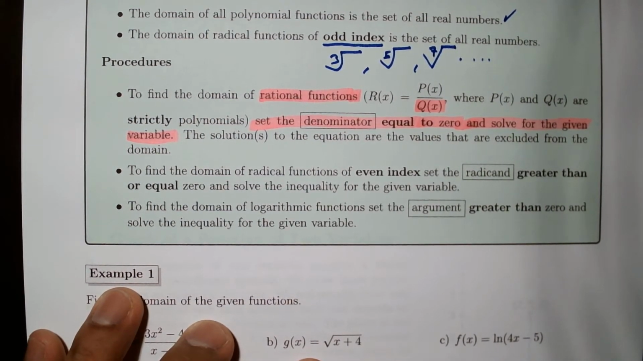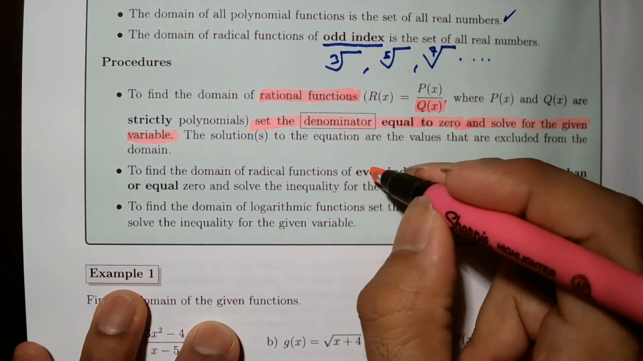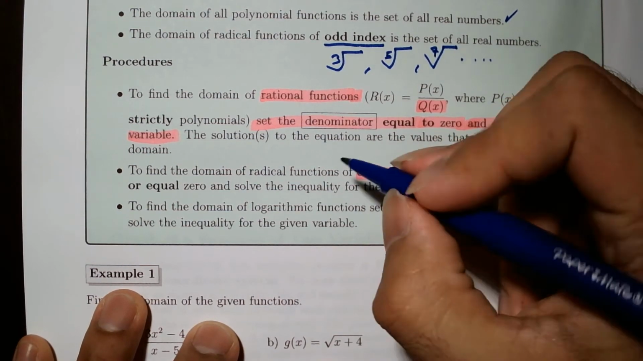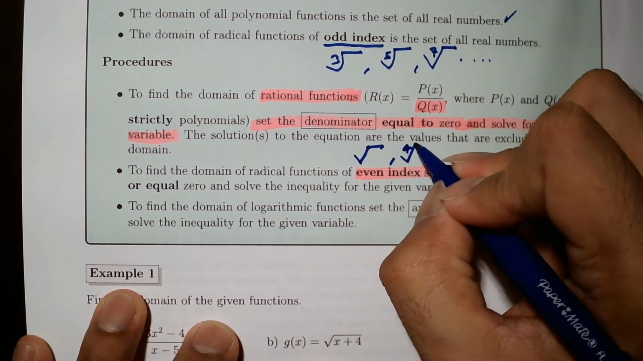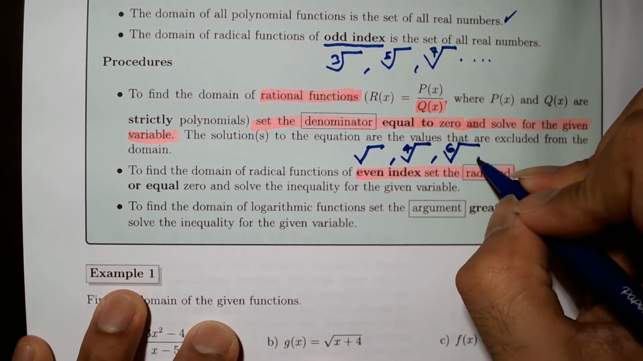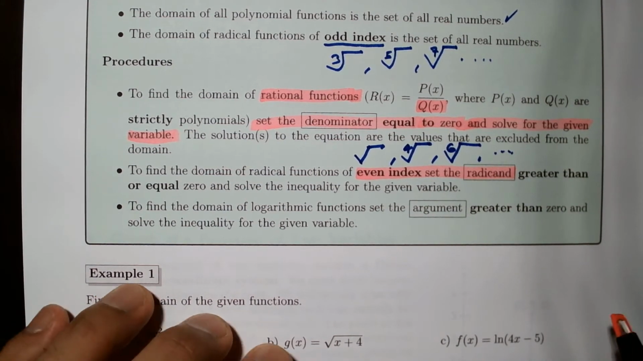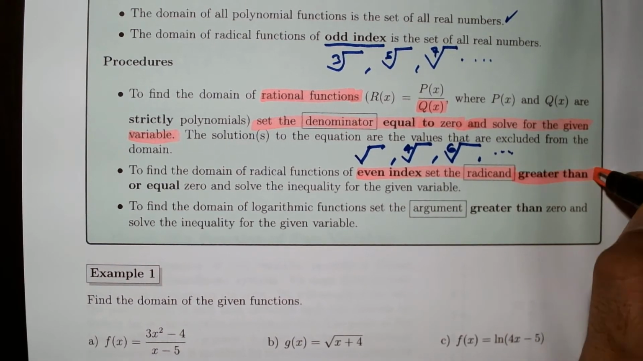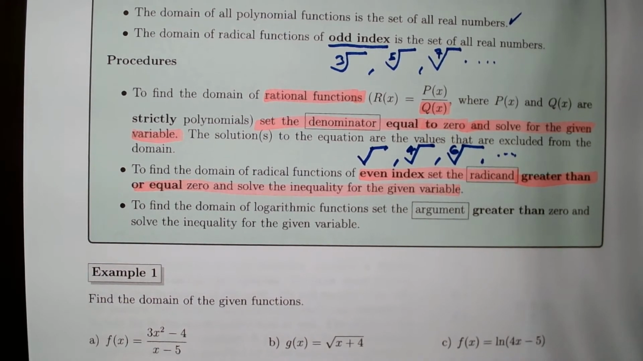When we have, on the other hand, radical functions that have an even index, like the square root function, the fourth root function, the sixth root function, etc., the eighth root, the 10th root, in this case we set the radicand greater than or equal to 0 and solve the inequality for that variable.